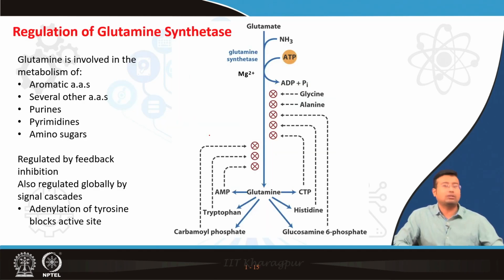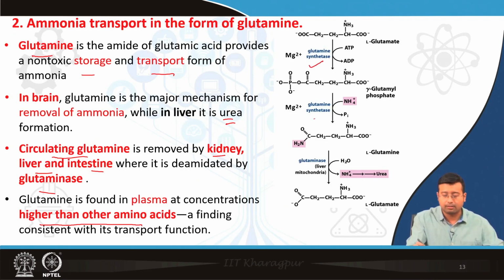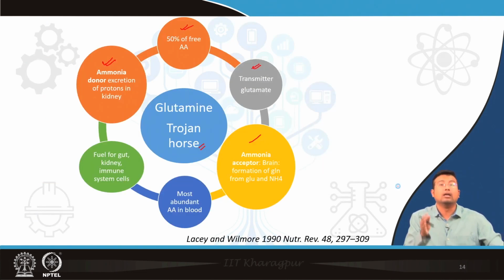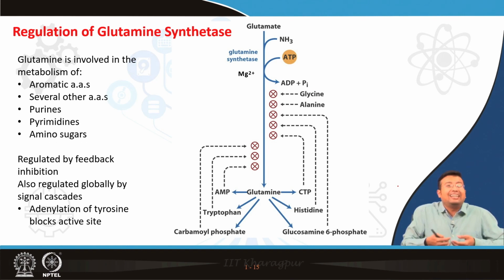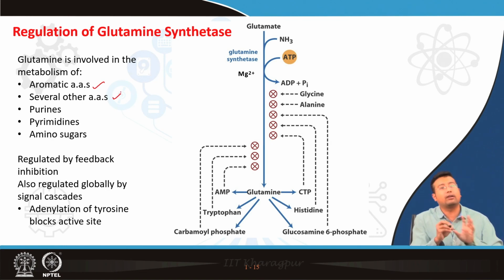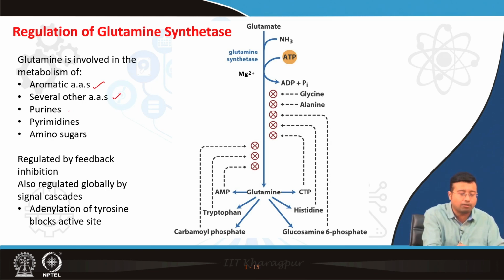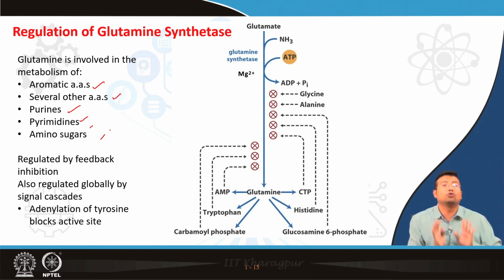Anyway, this glutamine synthesis is done by the enzyme glutamine synthetase. And we read that glutamine can again be broken down by glutaminase to liberate ammonia, and then ultimately goes into urea formation. But glutamine formation is extremely important. Why? Because glutamine is involved in donating a nitrogen group which can be utilized in the formation of various aromatic and several other amino acids. It can be used in the synthesis of purine, pyrimidine, amino sugar, so many things.